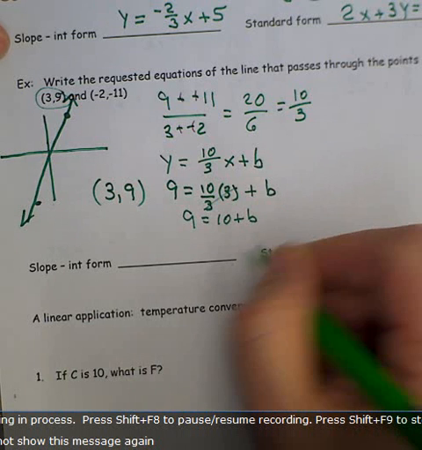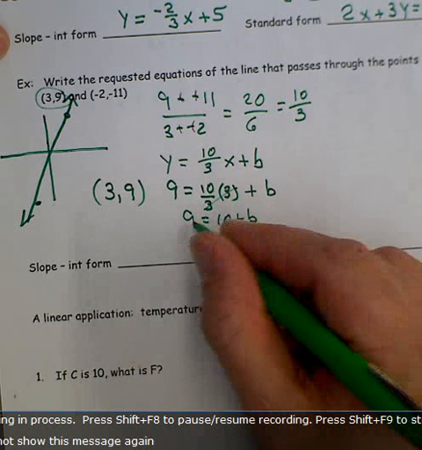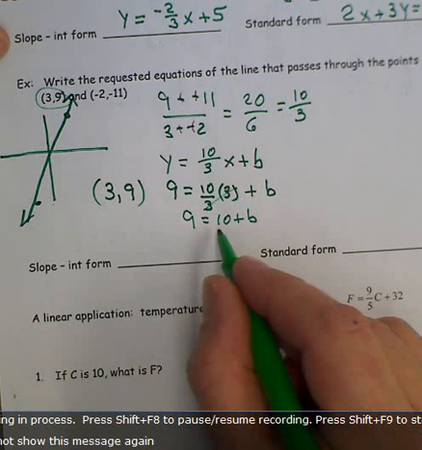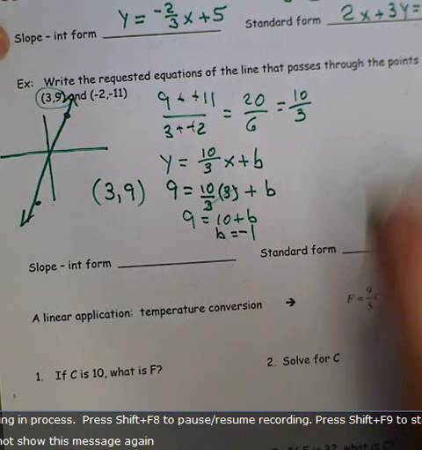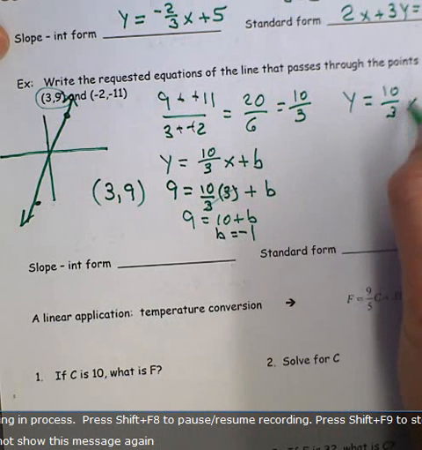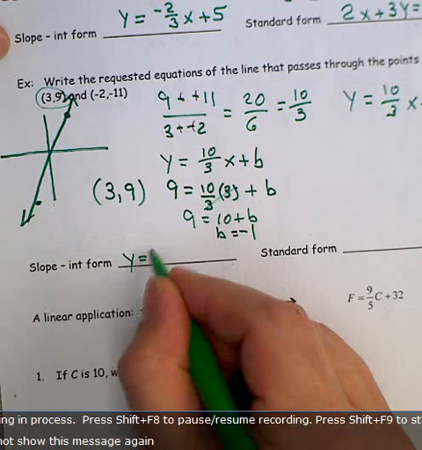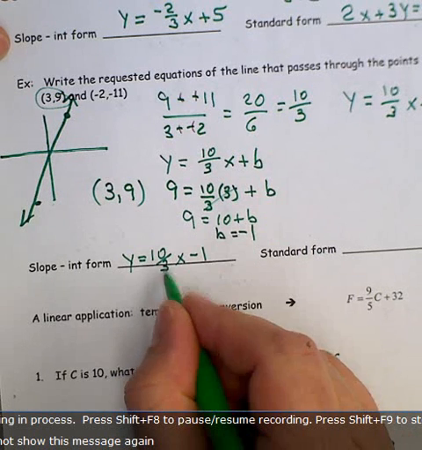Well, I could subtract 10. You could probably think about 10 and some number equals 9. I got to take 1 away, so b is a -1. Or I can do minus 10 minus 10, still gives me b equals -1. So we have y equals 10/3 x minus 1. You might not want to write it like I did there. It's a little sloppy.